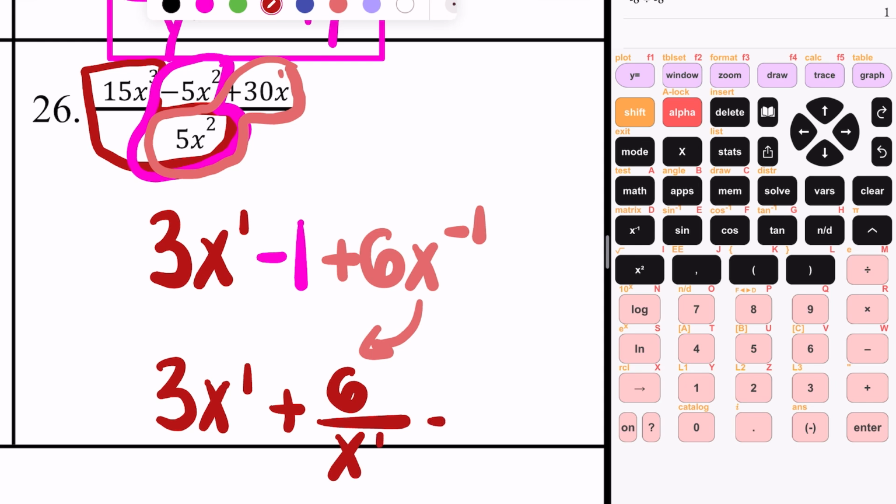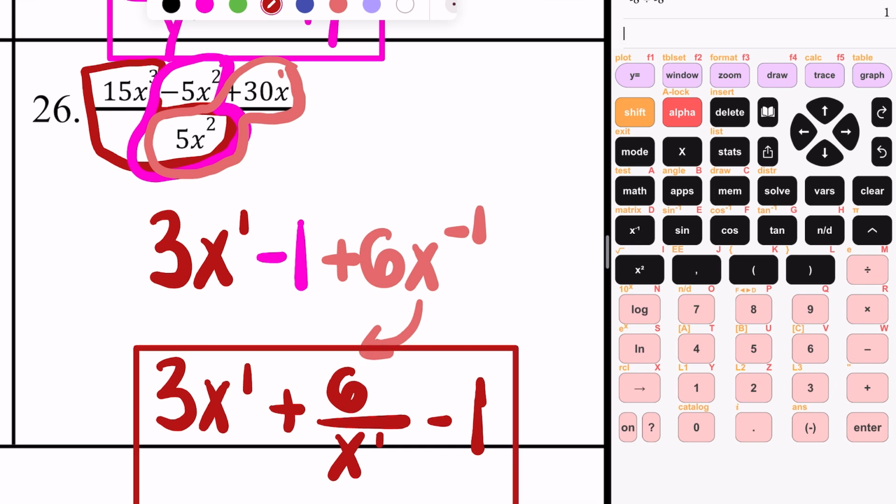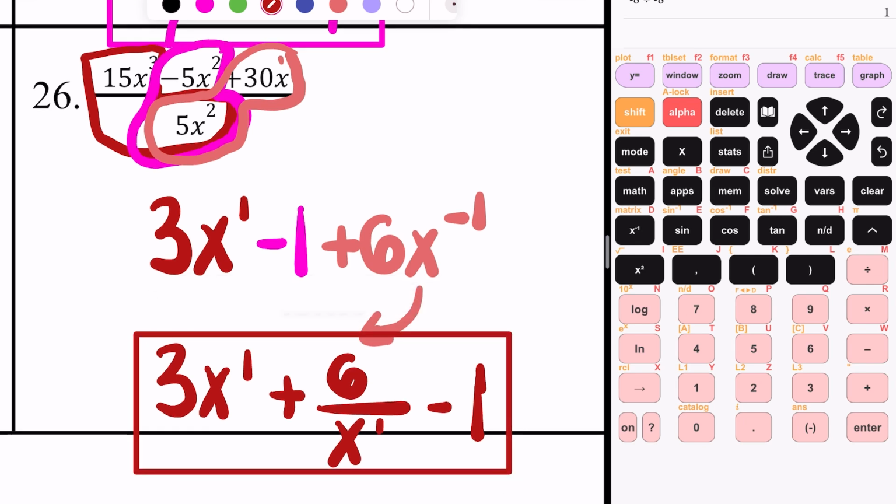And then put our constant negative 1. The negative 1 stays on top because it doesn't have a negative exponent. It's just that the number itself is negative.